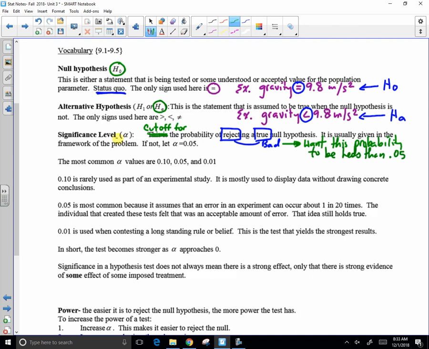Because 0.05 corresponds to 5%. If something happens less than 5% of the time, that's not very frequent. Now, who decided on the 5%? Most people are all right just taking it as a fact. 5% is the cutoff. Why? Because that's what we were told. 9.8 meters per second squared is the gravitational constant. Why? Because that's just how the world works.